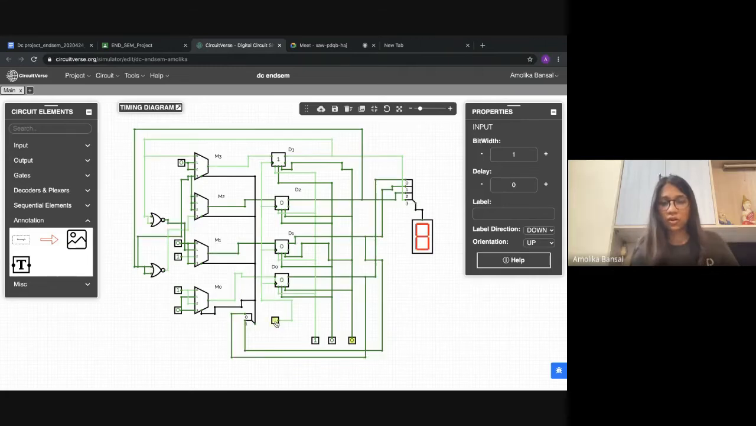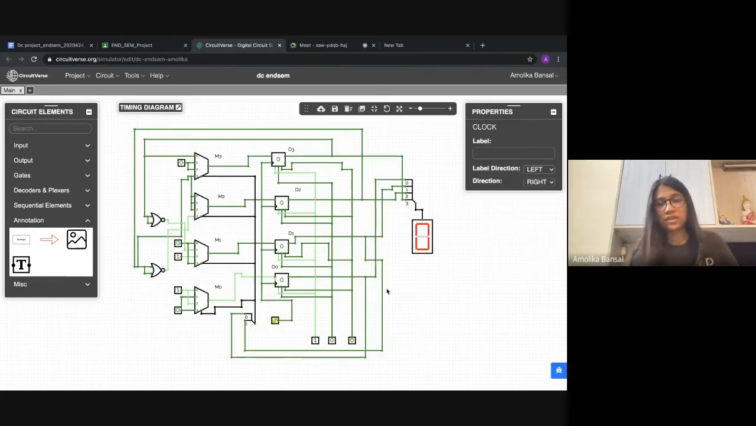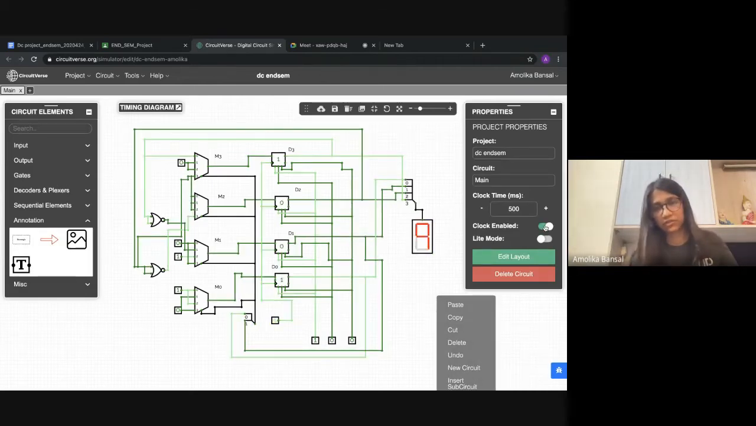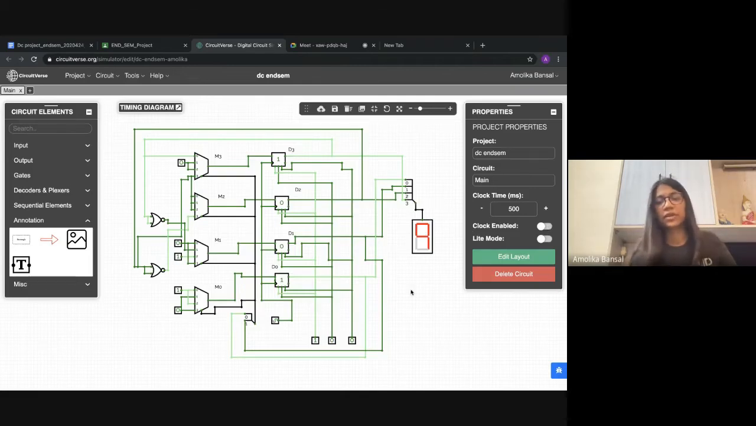So this is the clock. This clock always has to be turned on. If I do not enable this clock, the circuit would not work, like I just showed you. So the clock is not enabled and the circuit stopped at a digit. So basically the clock has to be enabled always for the up counter. So this is all for my circuit.